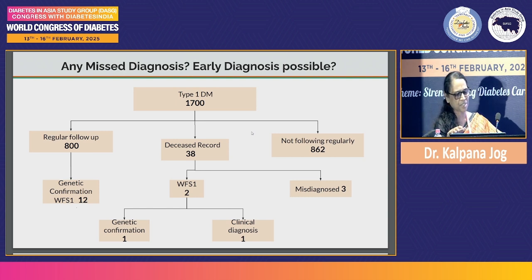So what did we notice? From the regular follow-up patients, we have 12 patients, but they were genetically confirmed, no new case. From the disease record, we had 2 patients with clinical confirmation, one of whom had genetic confirmation also. But there were 3 patients from the disease record who were mislabeled as having type 1 diabetes with early complications, and unfortunately they succumbed at a very young age.